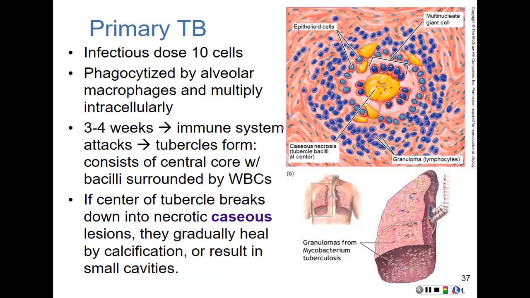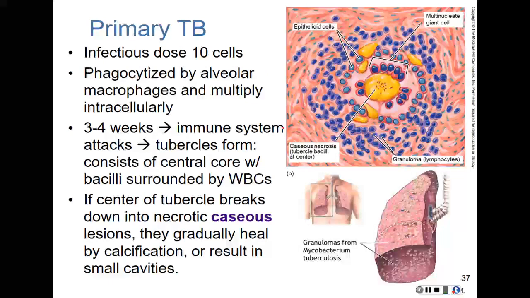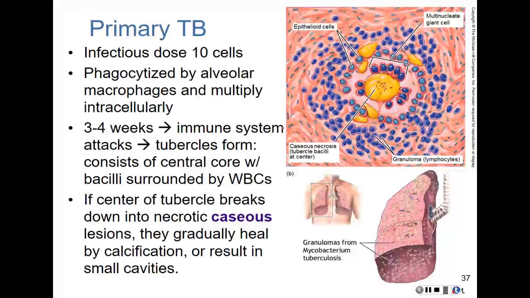So what is primary TB? Primary TB is characterized as a disease of the lungs where tubercles are formed in the lungs. And it could be hundreds and hundreds of them. Here are these tubercles that you see here.